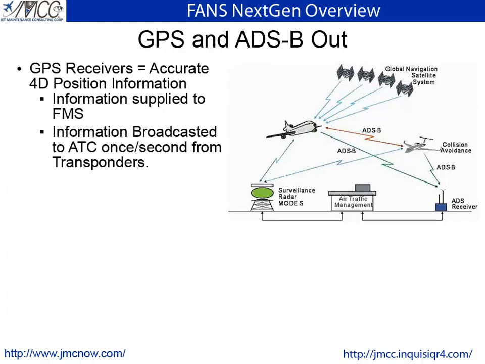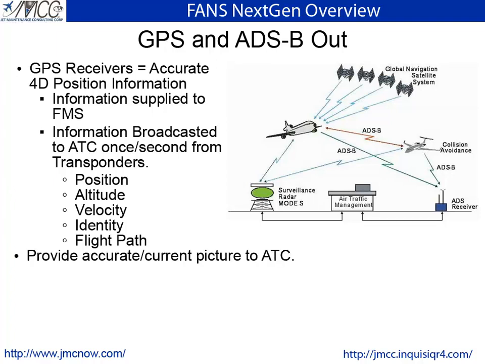Using ADS-B out, aircraft automatically broadcast this position information to ATC ground stations at fixed 1-second intervals using the aircraft transponders. Broadcast information includes the aircraft position, altitude, velocity, identity, and flight path. This provides a very accurate and current picture of all aircraft in a particular airspace block to air traffic control. It allows reduced separation between aircraft and it increases safety.